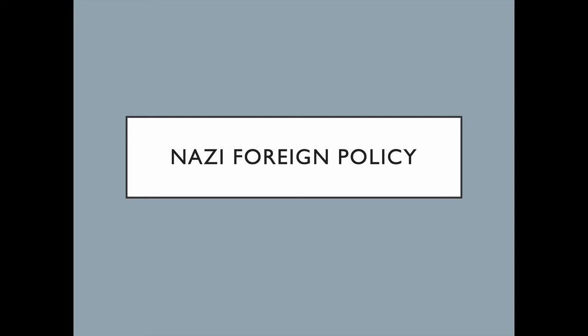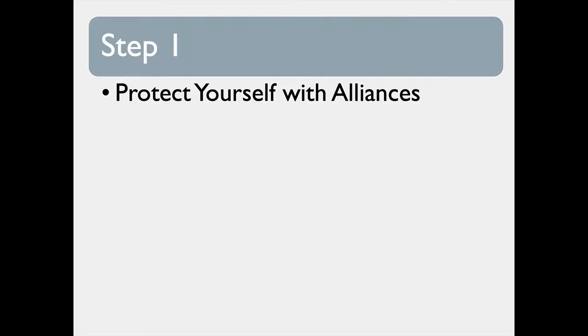So Nazi foreign policy, and foreign policy is just a term that is used to describe the way that nations interact with other nations. So Nazi foreign policy was guided by three different goals, three different things that the Nazis wanted, or what we might call their steps. So step one for the Nazis was to protect yourself with alliances. What they wanted to do was to secure their state, to secure their nation state with some strong alliances to protect it against external threats.